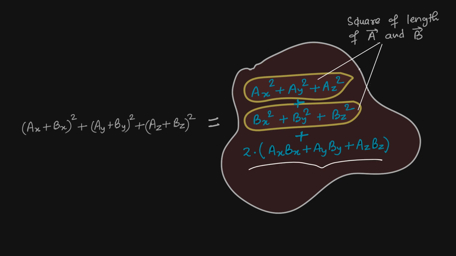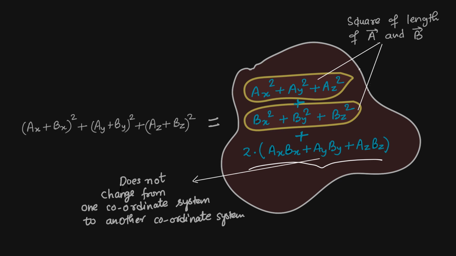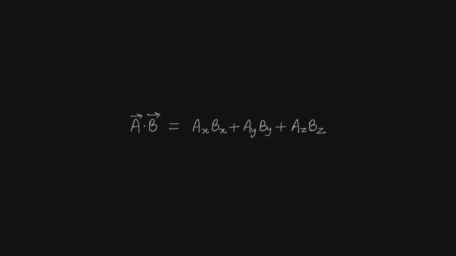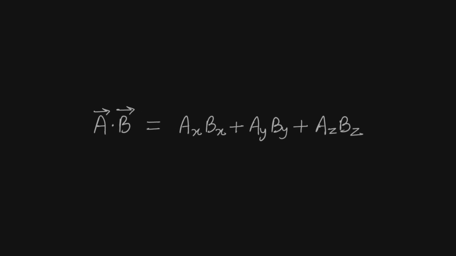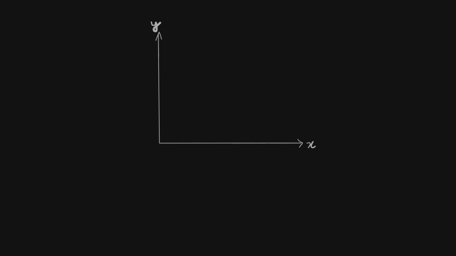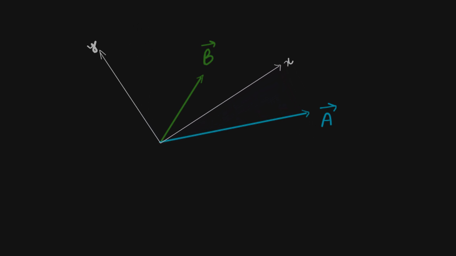This term has popped up here and is a little bit interesting. We know these terms are the same in each system, so this quantity will have to remain the same whatever the frame we choose. This we call the scalar product of the vectors A and B. Now we know that the dot product of the two vectors is independent of whatever coordinate system we choose.